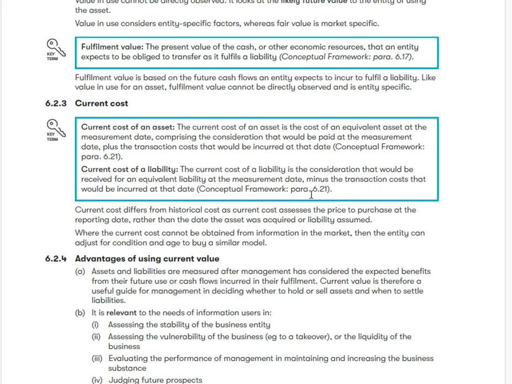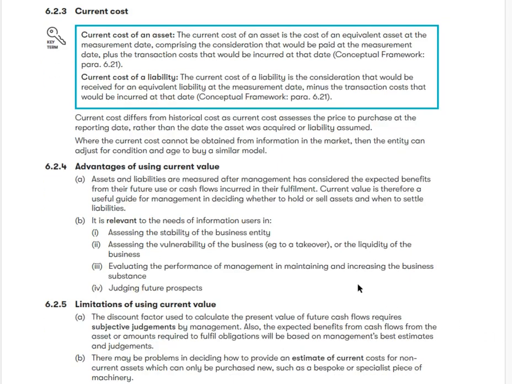So what is the net amount that you are going to pay that would be incurred as at that date? That is for the similar asset and the similar liability. That is the current cost. Current cost differs from historical cost as current cost assesses the price to purchase at the reporting date rather than the date the asset was acquired or liability assumed. The date may differ. Where the current cost cannot be obtained from the information in the market, then the entity can adjust for condition and age to buy a similar model.